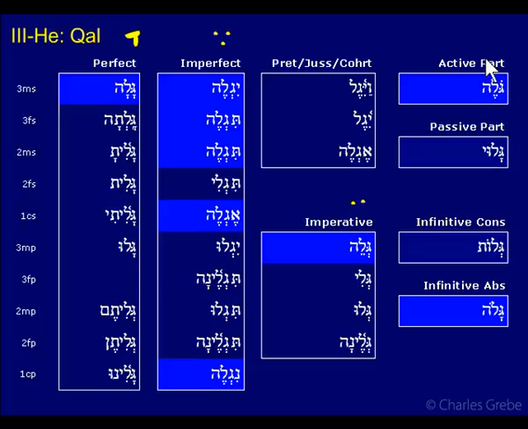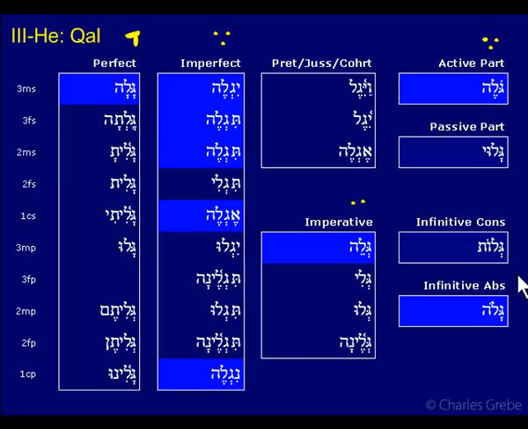We move to the participle, and we see segol, just like the imperfect, okay? So segol he. Again, this is the masculine singular form. The masculine singular active participle has no ending. The other three have endings, and we'll look at those.